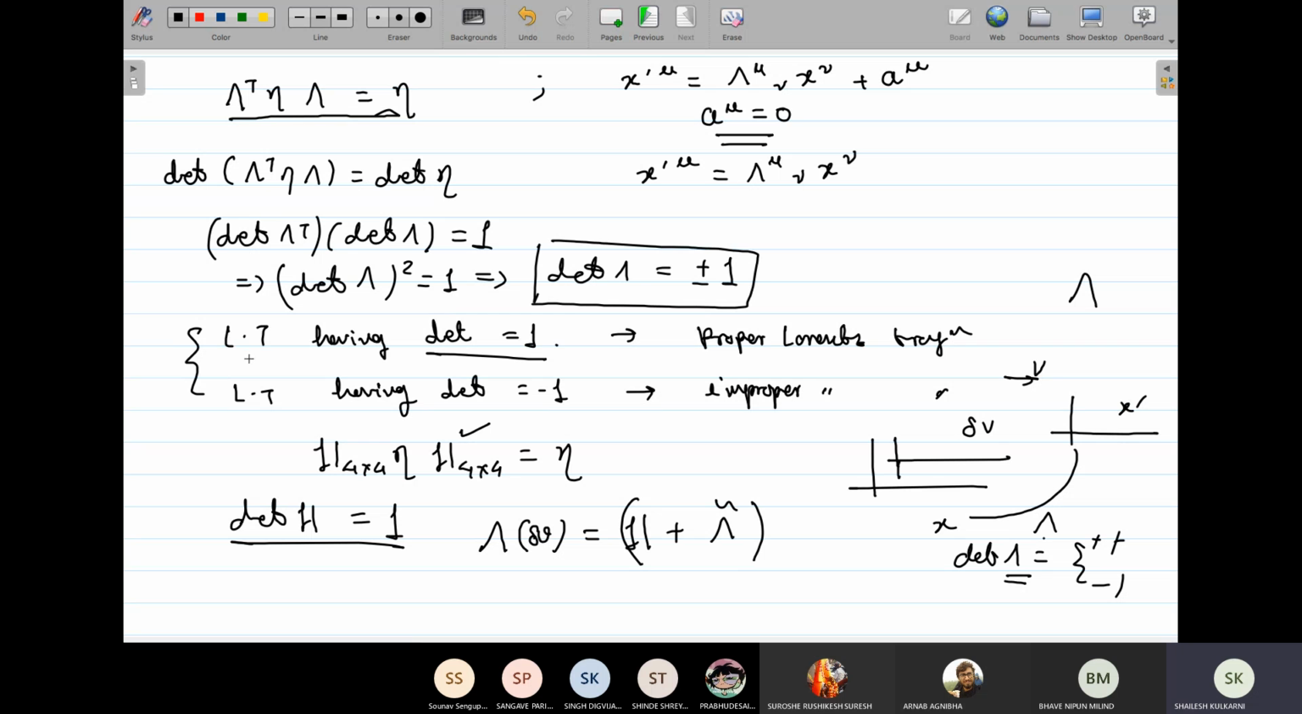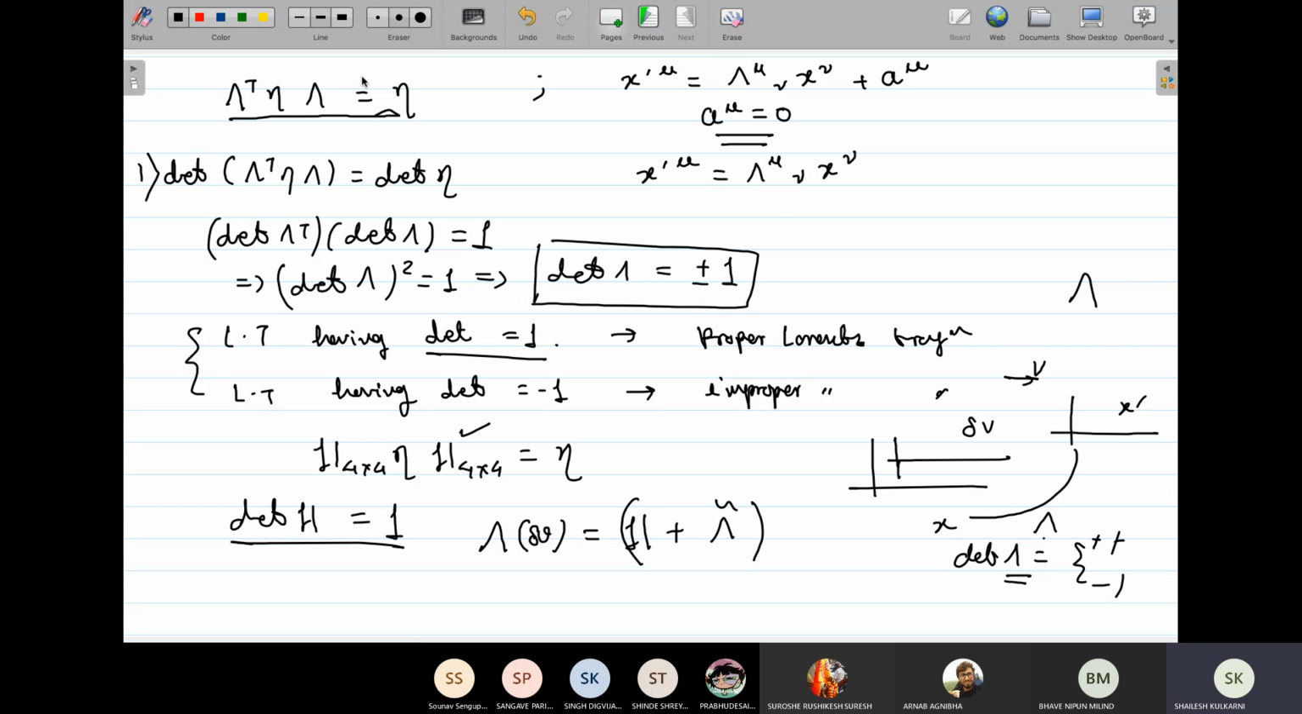So this is one thing. In general, the Lorentz transformations will have determinant +1 or -1. +1 are called proper Lorentz transformations, and -1 are called improper Lorentz transformations. The Lorentz transformations which relate to identity continuously must have determinant +1. So this is the first point.